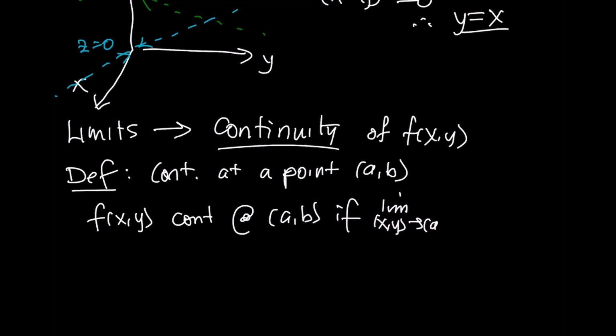Now, this is no different than what we talked about in Calc 1. Remember, three things have to happen. You have to have a value of a function. You have to have a dot at the point. You have to have a limit. And then the two of them need to match.